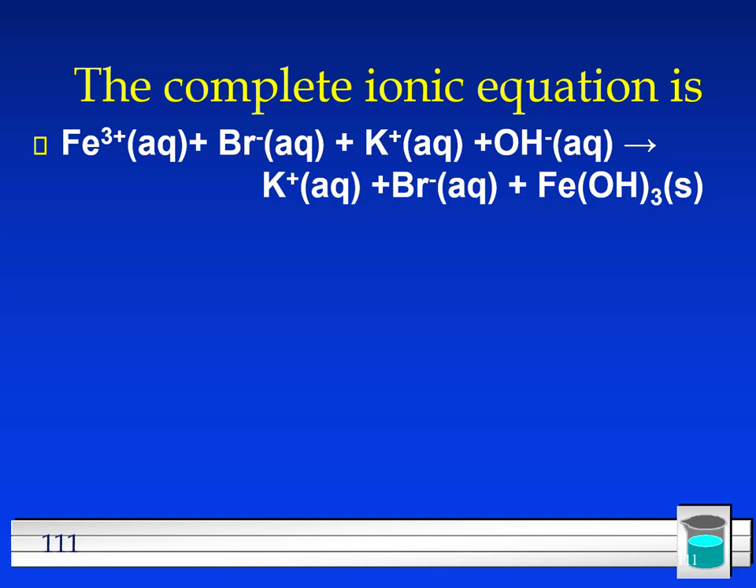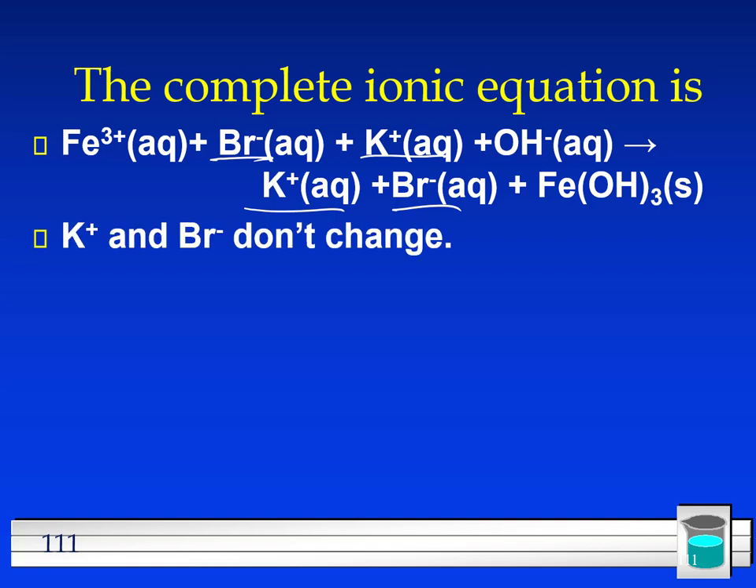I started off with Br minus, ended up with Br minus. And I started off with K plus, and I ended up with K plus. K plus and Br minus don't change. They were just there for the ride. So K plus and Br minus in this situation are given a name. Since they didn't do anything and just sat back and watched, they are called spectator ions because they didn't change. So the ions that don't change are spectators.